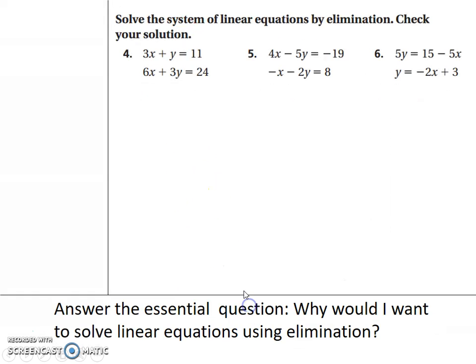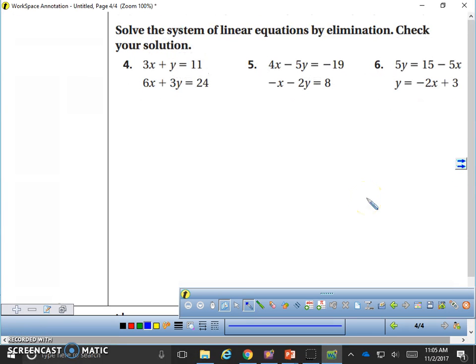Let's look at some more harder problems. Okay, right here we have 3x plus y equals 11, 6x plus 3y equals 24. We won't be able to eliminate the x's because it's 3 and 6, and we won't be able to eliminate the y's because it's 1 and 3. We're going to have to change, this is going to use step 1, we're going to have to change one of the coefficients. I think it's easier to change this one because 1 times 3 is 3. So we're going to change that first one.